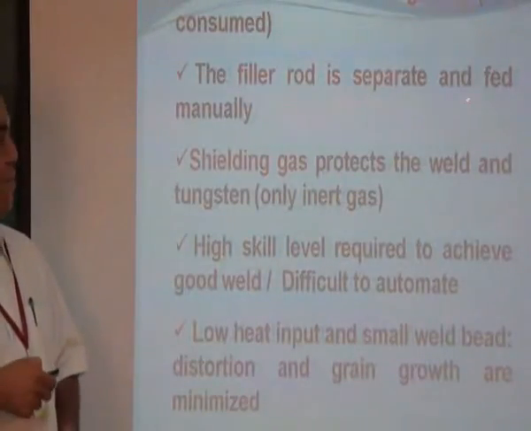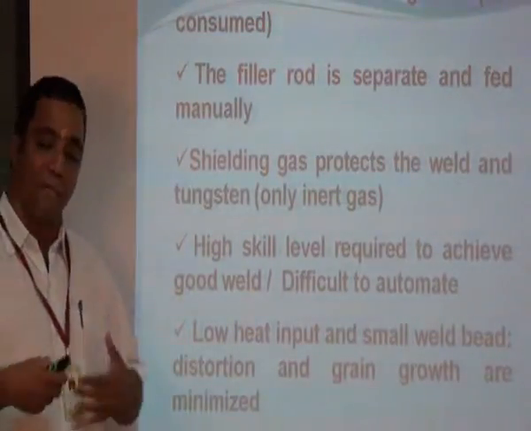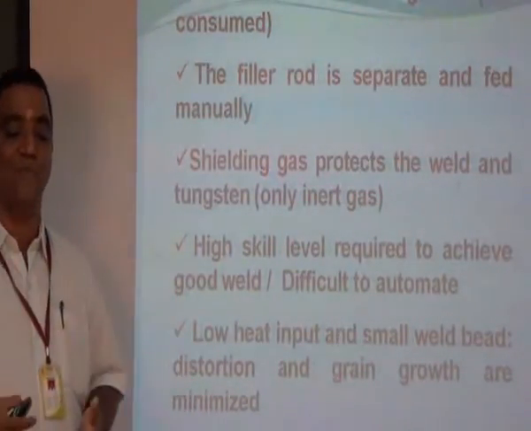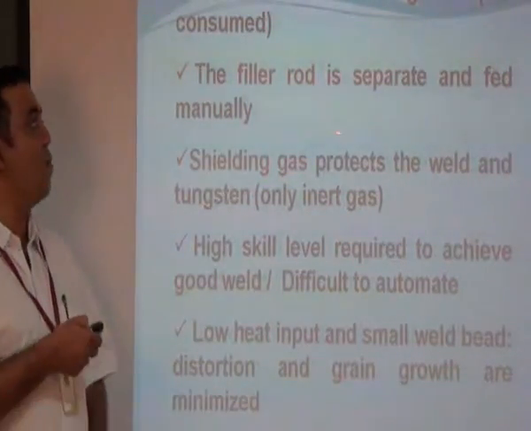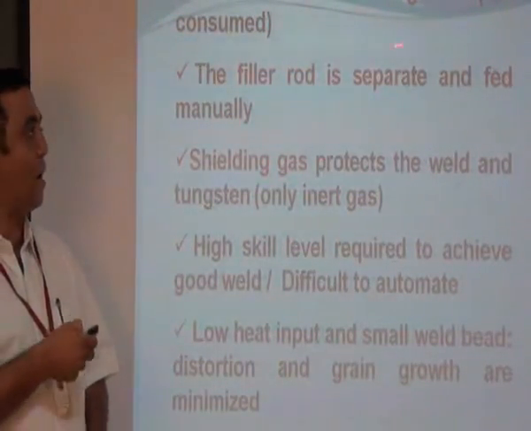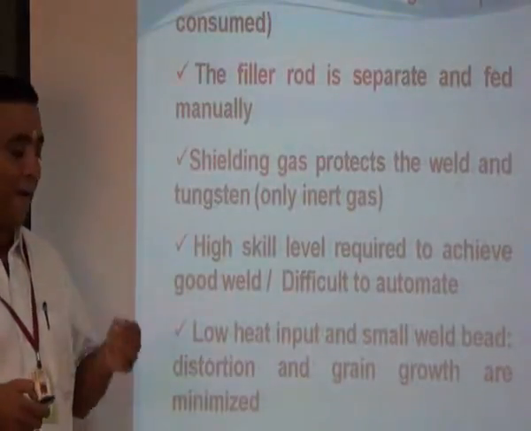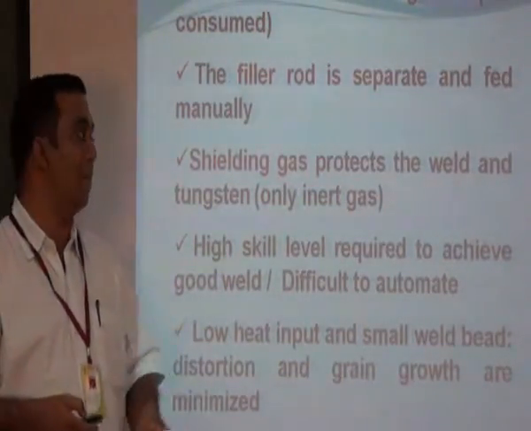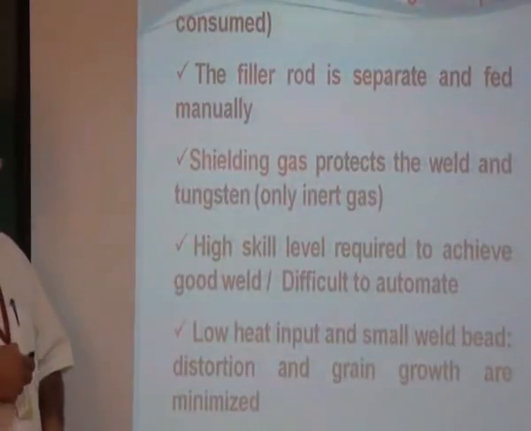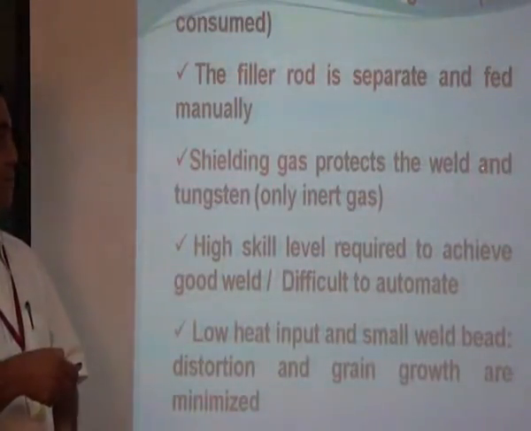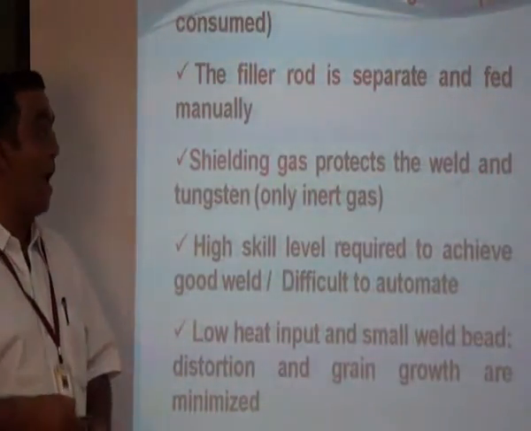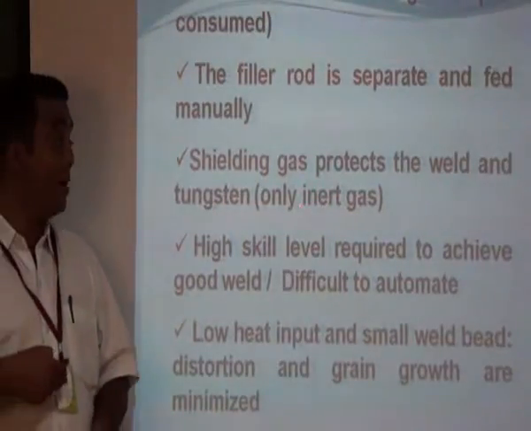The filler rod is separate and fed manually. Thus, you have two entities: one for generating the arc, and one for filling up. The filler rod is added manually. And then you have a shielding gas that protects the weld and the tungsten rod. And remember, here only inert gas is used.